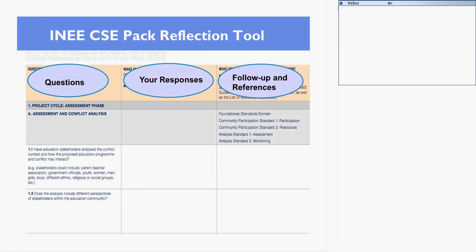And the third column in the row lists the resources that you can use, some strategies to respond to that issue. For example, if you haven't done a conflict analysis and that is an area for improvement, you can see here you could find guidance on how to do that in the INEE Conflict Sensitive Education Guidance Note, in the section on Community Participation, Standard 1, or Standard 1 on Assessment. This tool and the guidance note and the guiding principles that we'll see in a couple of slides are all available to you on the INEE website for download, and I'll give you a link to them.